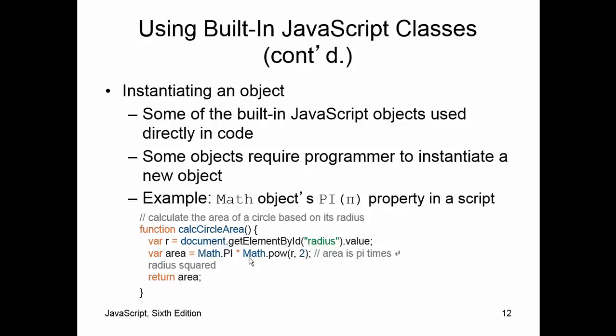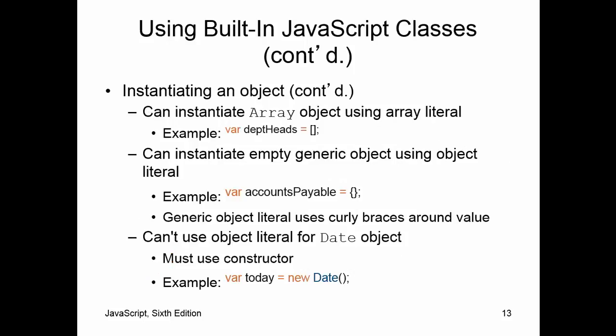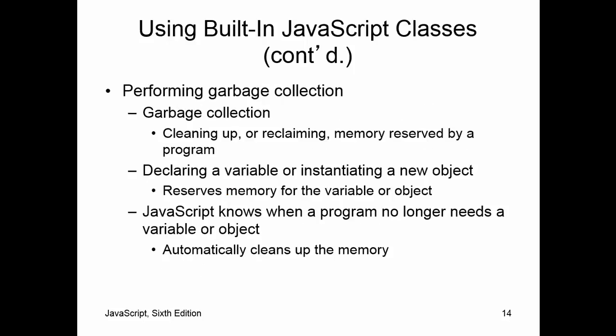Some objects, though, require the programmer to create a new object. All right? So, for example, if you use an array, you've got to create an array object. If you use an object itself, you create an object. Same thing with a date, and they give you some examples here.